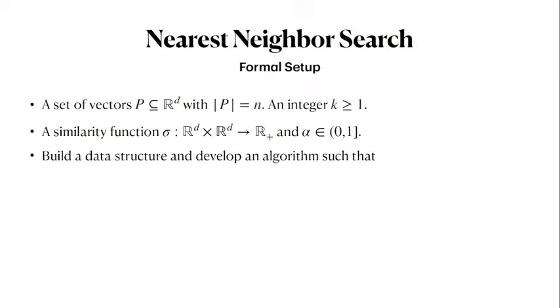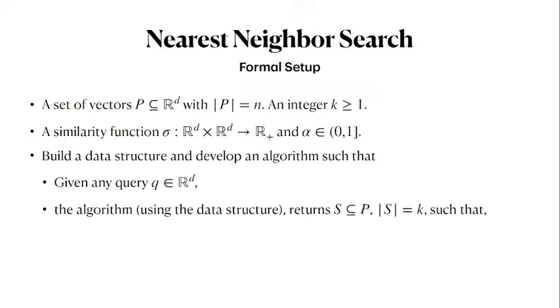What we want is to build a data structure and an algorithm that, given any query in R^d, quickly returns a set S of size k from this set P, such that the similarity of the ith most similar vector in this set S is at least alpha times the similarity of the ith most similar vector in all of P. So you are preserving similarity within a factor of alpha.